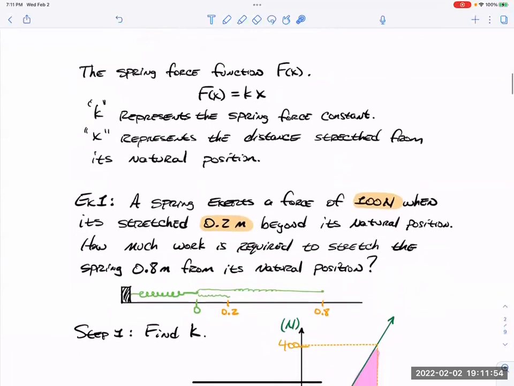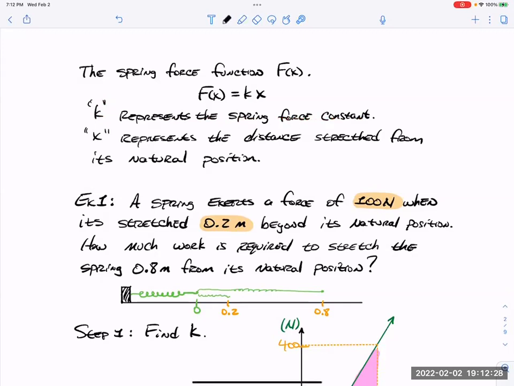So this might be familiar to you. The spring force function, f of x, is equal to kx. You might remember that as Hooke's law from algebra. So what this says is, the force is a function of x, meaning that if you stretch a spring 2 meters, then the force varies directly by this constant k. And what is k? k represents the spring force constant.